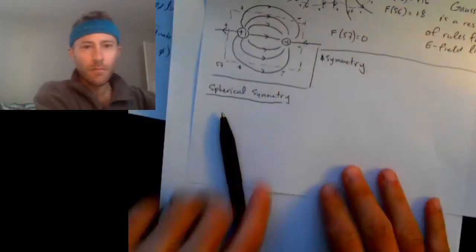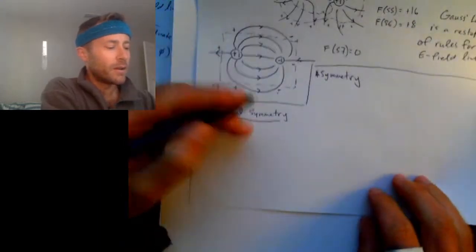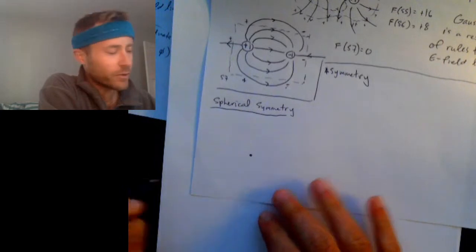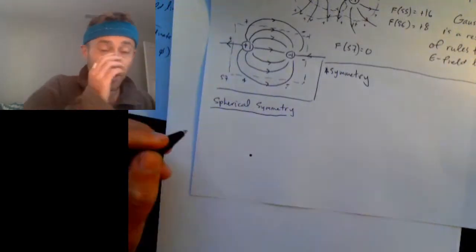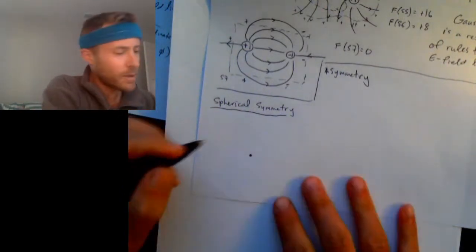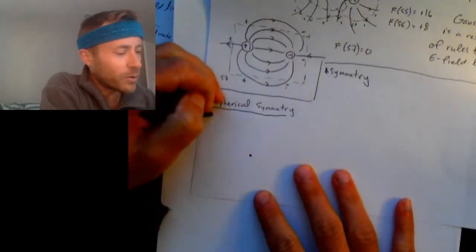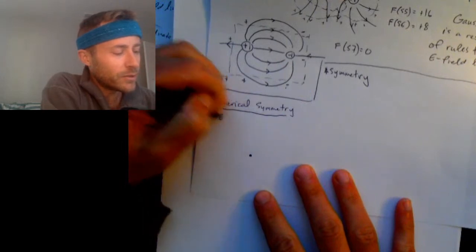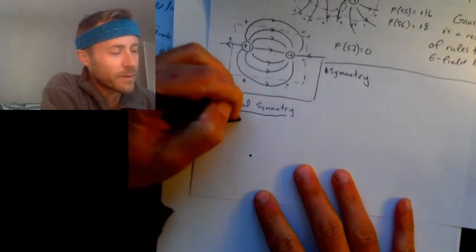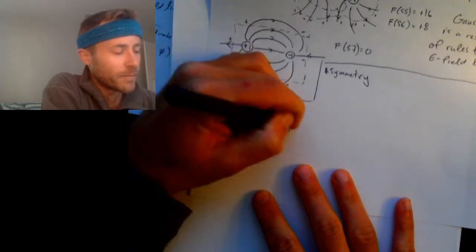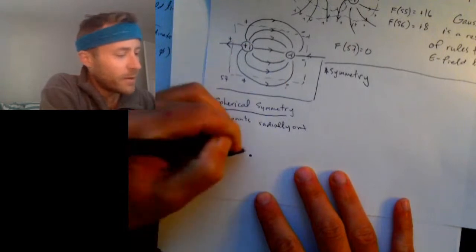Okay? So if you have spherical symmetry, all right, what that means, so like a point charge, for example, if you have a spherically symmetric charge distribution, the electric field has to point outward. So the electric field points radially outward. All right?